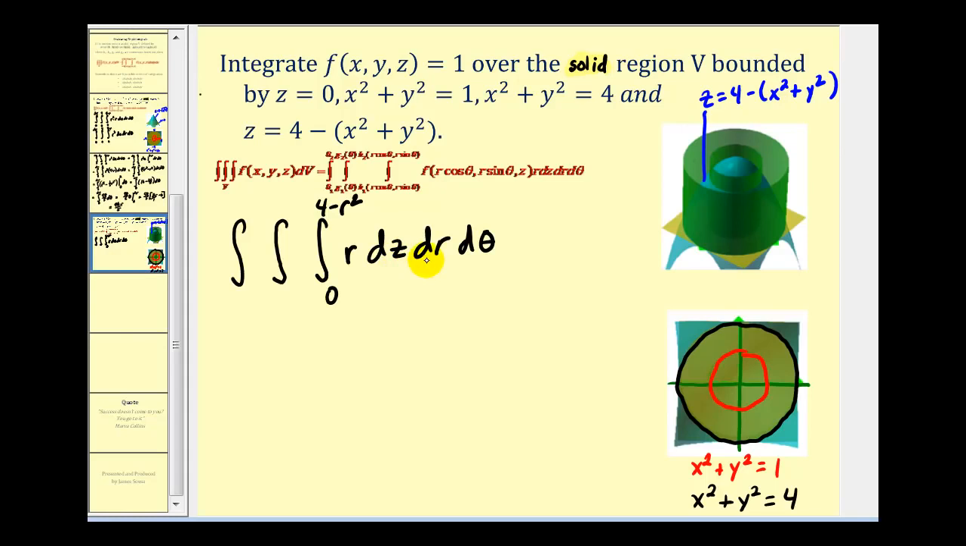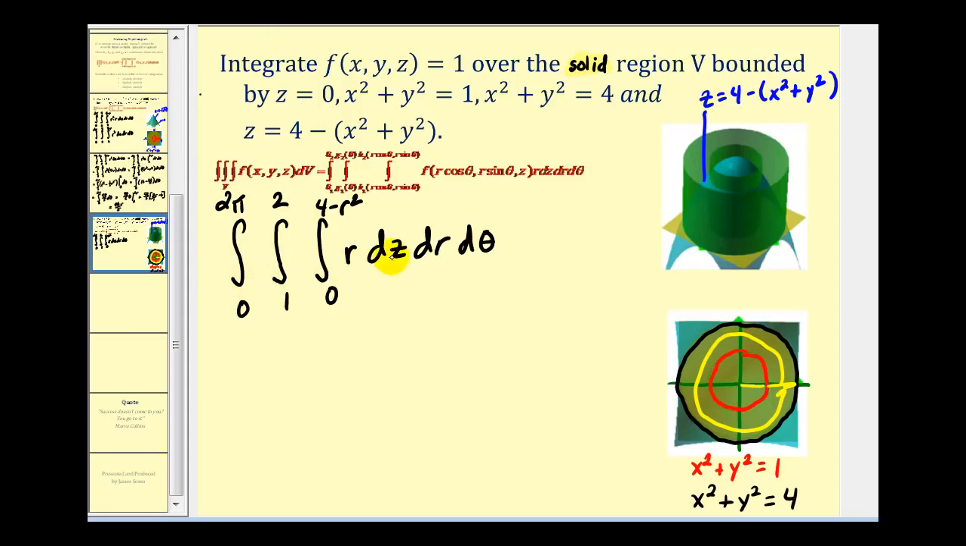And then for r, looking at the xy trace, we're integrating over the solid region between these two cylinders. So r is going to be from 1 on the red circle to 2 on the black circle. And then for theta, we want to go all the way around the circle, so it's going to be from 0 all the way to 2 pi again. And we're going to see in the next video, when f of x, y, z is equal to 1, as we see here, this triple integral will actually give us the volume defined by these limits of integration.